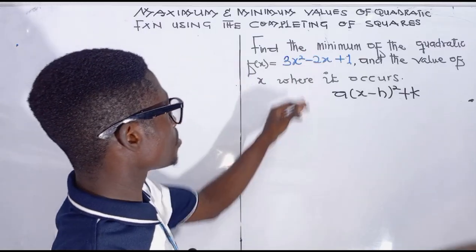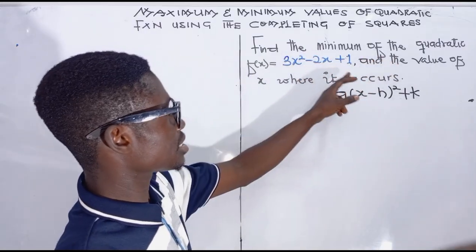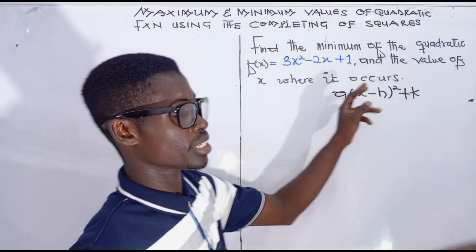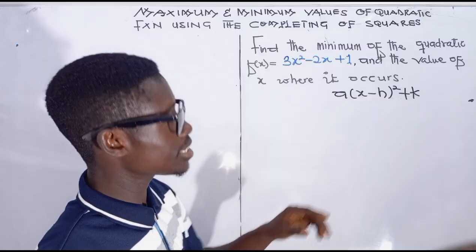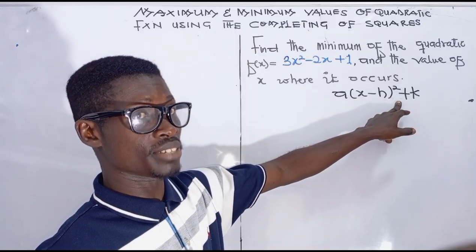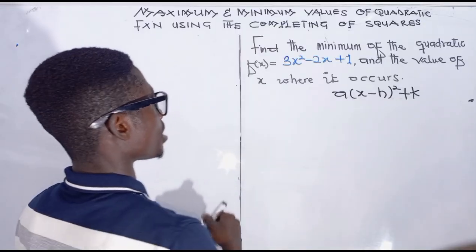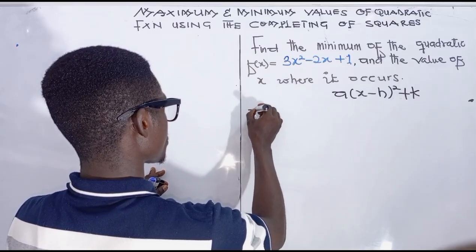So we have our second example. We want to find the minimum of the quadratic function and the value of x where it occurs using the completing of squares. So it means that at the end, our final answer should be in this very form. So we have our function.